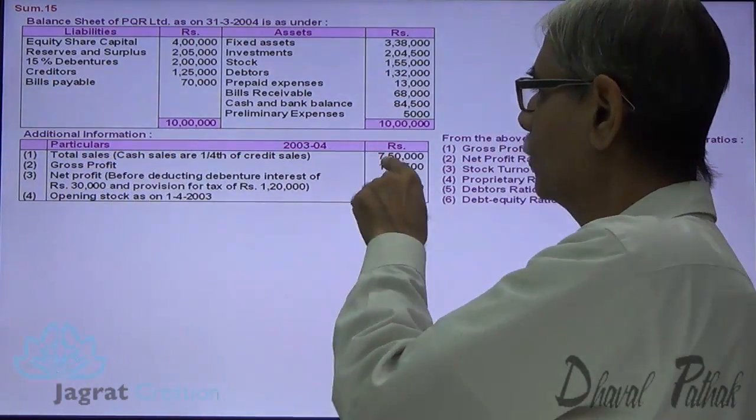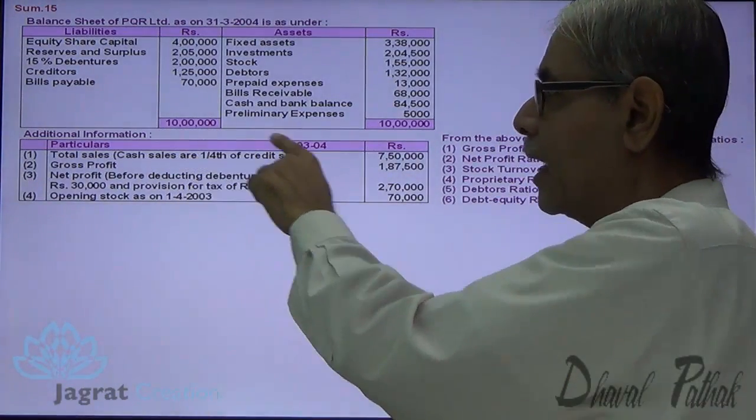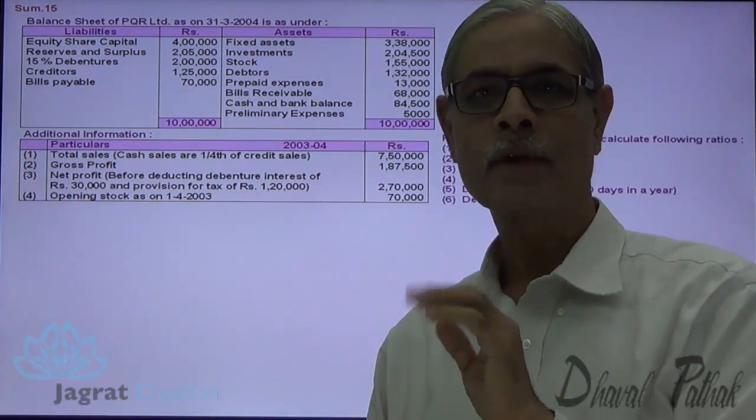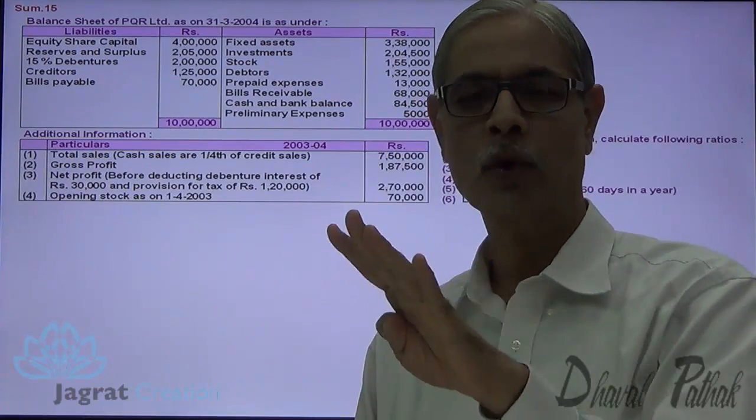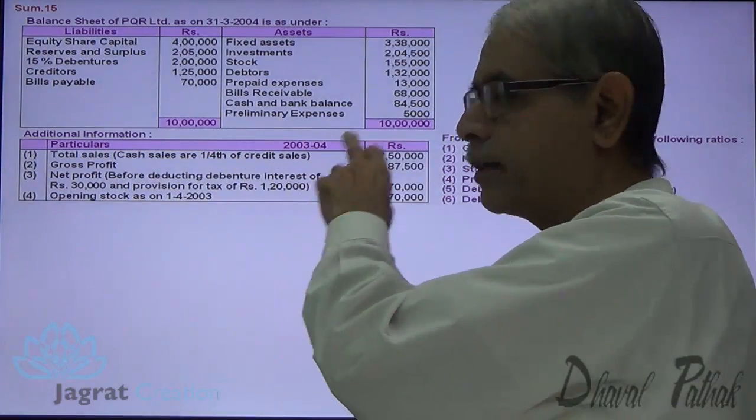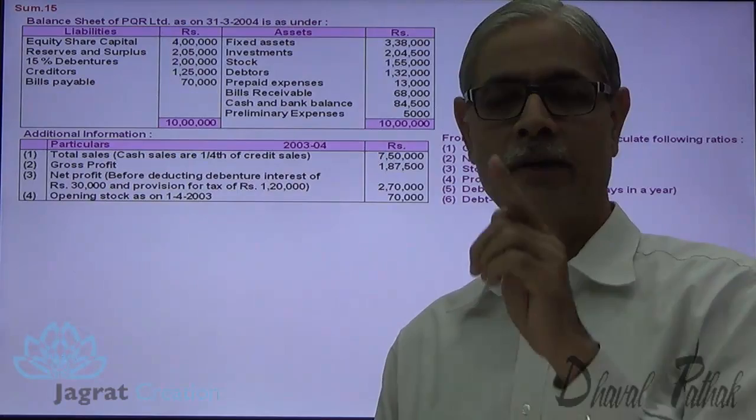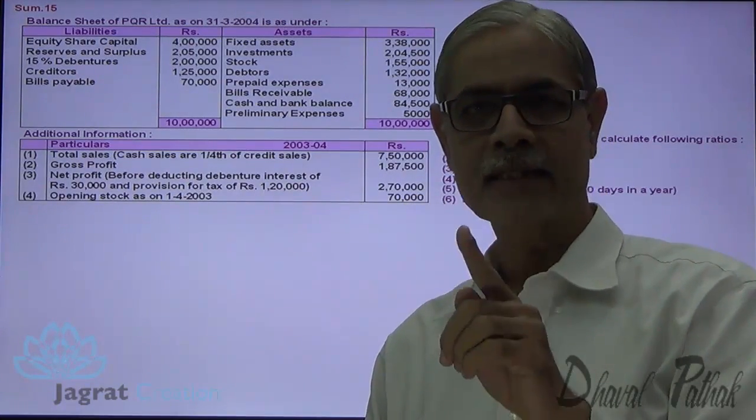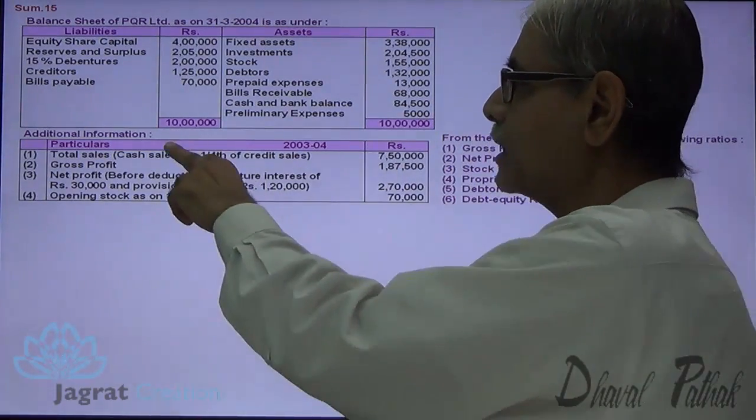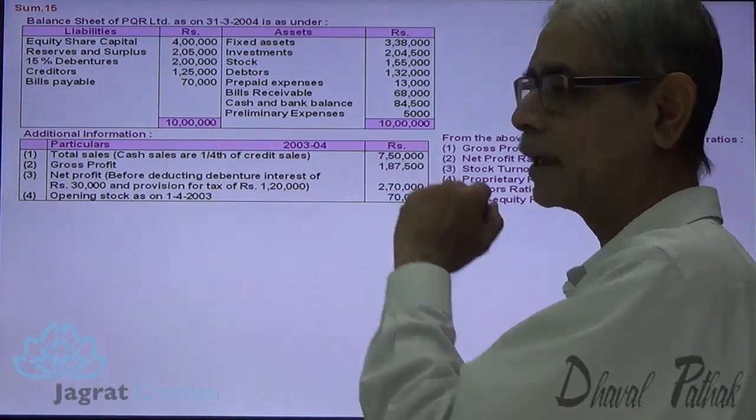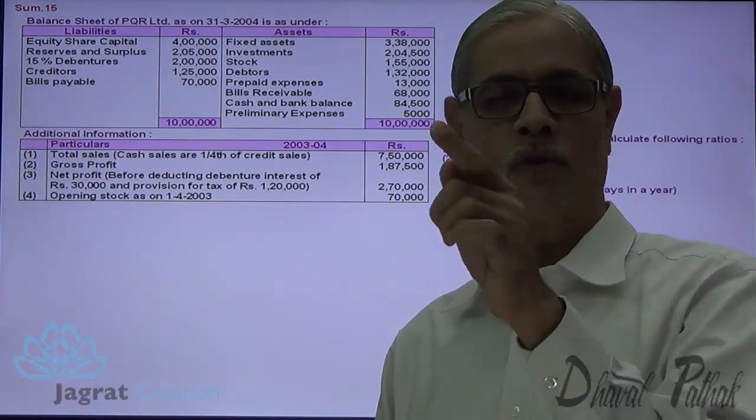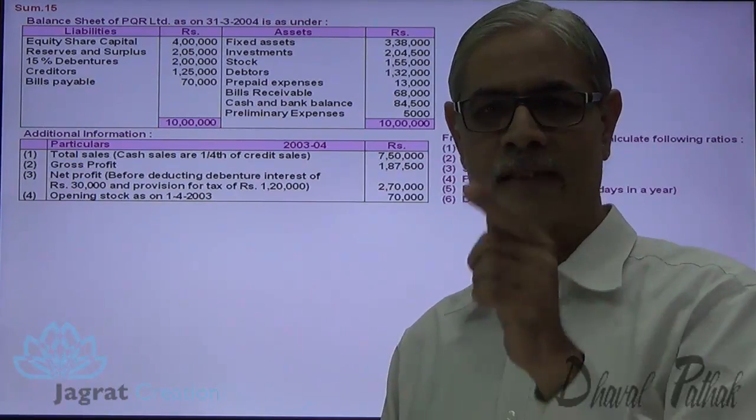Additionally, total sales are 7,50,000. Cash sales are 1/4 of credit sales. Means what? If credit sale is ₹4, cash sale is ₹1. Understand one thing: cash sales is 1/4 of credit sales, which implies that if credit sale is ₹4, cash sale is 1/4 of 4, that is ₹1. Or you can say that the ratio of cash sales to credit sales is 1:4.